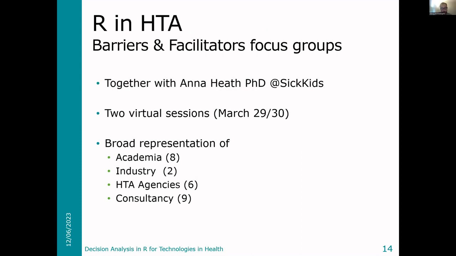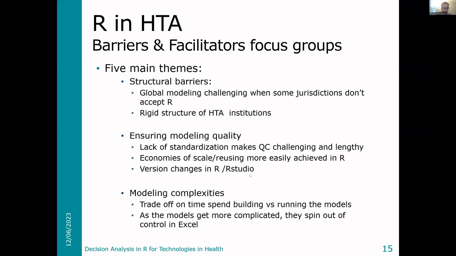So we invited them over two virtual sessions. There was very lively discussion. I think some of you were there as well. And here I'm going to give you a bit of a highlight of some of the findings from those sessions. It's very informal. It's actually the first time we're discussing it at a conference. So this is not published yet, but we are putting together a paper that will describe the findings of this work.